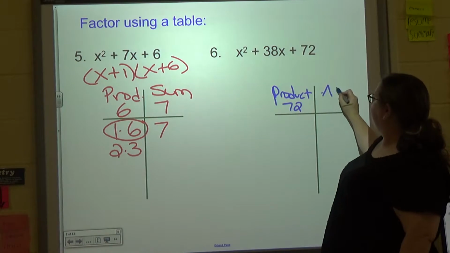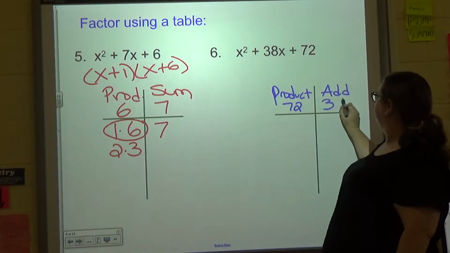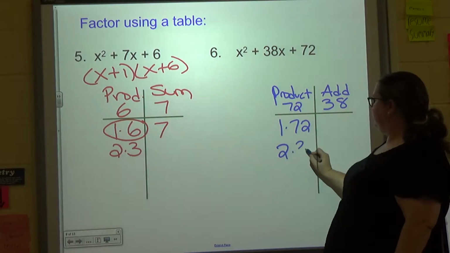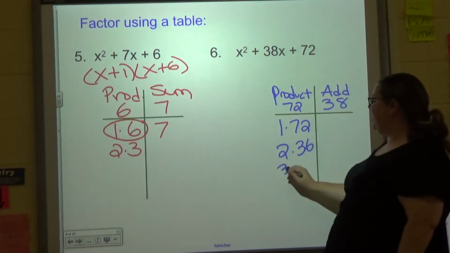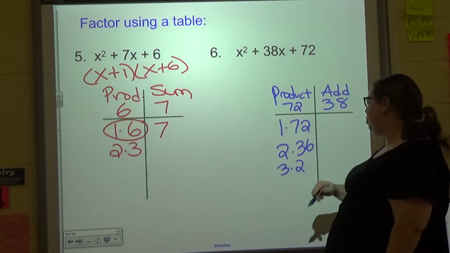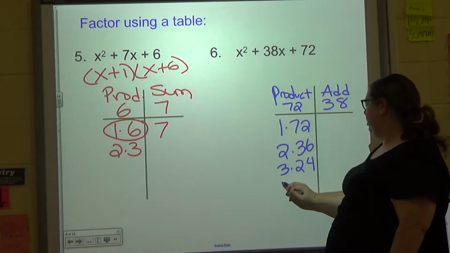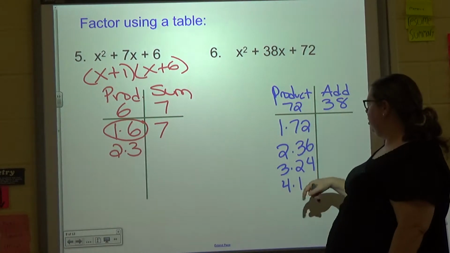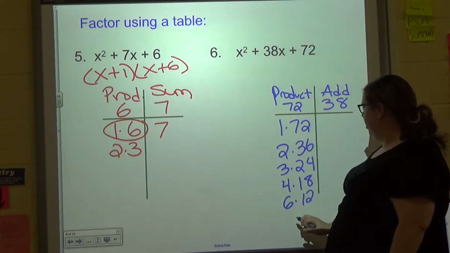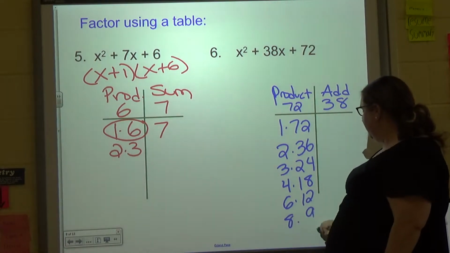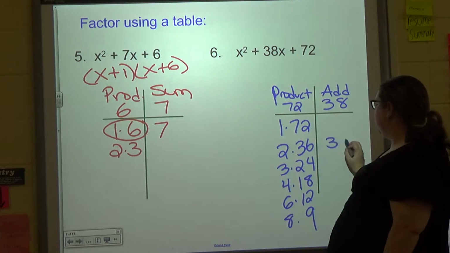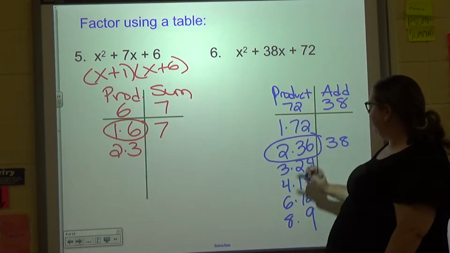And we're adding to 38. 1 times 72, 2 times 36. This has a lot, 72. I love giving my class 72 because there are so many numbers that multiply to it. It makes them really think. 3 times 24, 4 times 18, 6 times 12, 8 times 9. So this has a lot of numbers. So I'm mean, I like to give them ones that they have to think about.